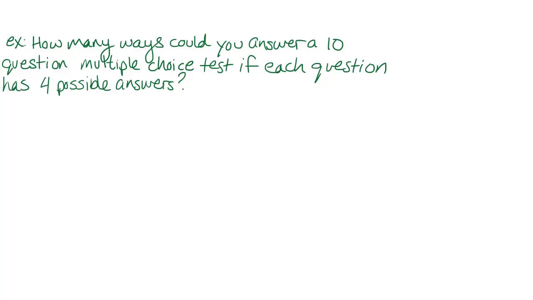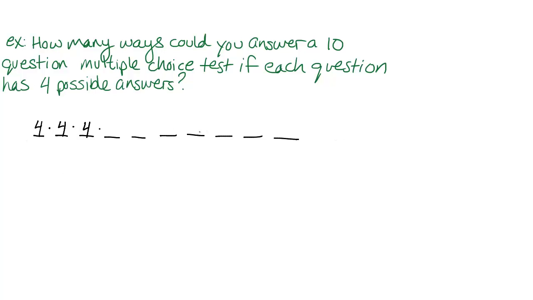Another example that would fall into this category, we want to know how many ways could you answer a 10-question multiple choice test if each question has 4 possible answers. Again, I want to think about what we would be picking here. If you were actually answering the multiple choice test, there are 10 questions, so we can think of this as 10 different slots. And then for each question, for each choice that we're making, we want to know how many possibilities there are. Since each problem has 4 possible answers, we would have 4 options for the first, 4 for the second, 4 for the third, and so on. These are all going to be 4s.